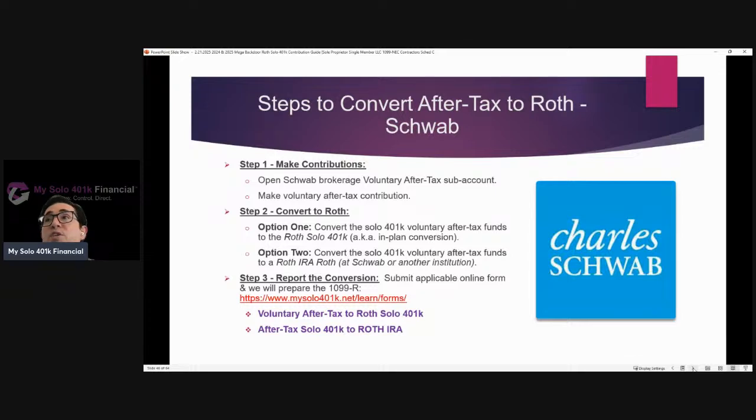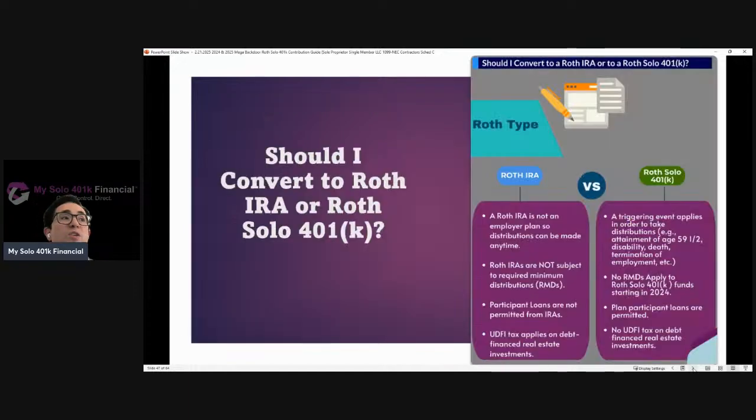It's going to be a very similar process at Schwab, right? An account is opened at Schwab for voluntary after-tax solo 401k funds. The funds are either converted to a Roth solo 401k, so another brokerage account at Schwab in the name of the plan for Roth solo 401k funds, or out of the plan to a Roth IRA. Then customers let us know about the transfer to give us the information we need to prepare the 1099-R.